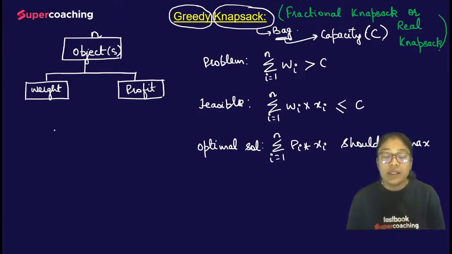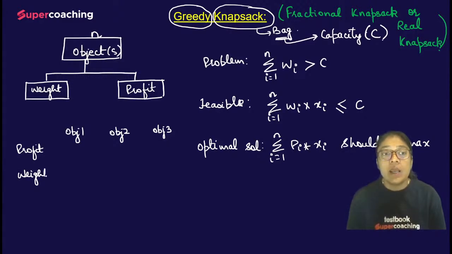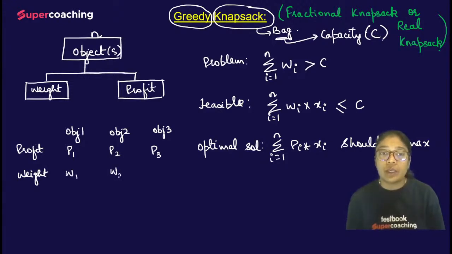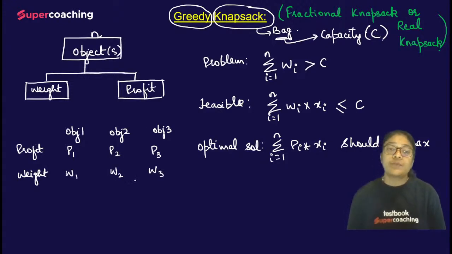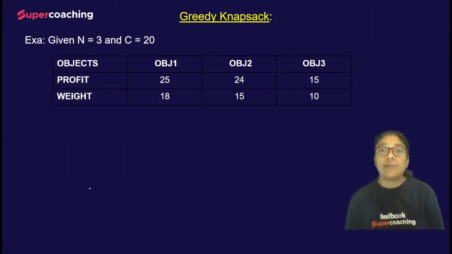So the problem will look something like object 1, object 2, object 3. For example, three objects are given, and corresponding to each object you will be given the profit and weight. The problem will come in this type: corresponding to objects 1, 2, 3, the profits are P1, P2, P3 and the weights are W1, W2, W3. And we have to find the best possible solution.